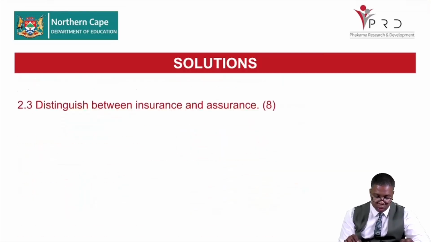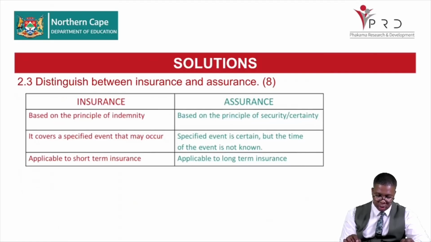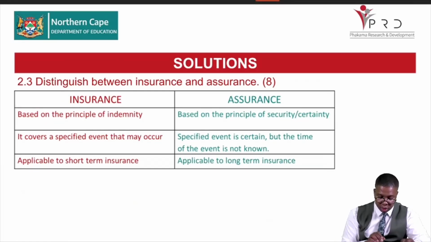And then as we move on, we look into distinguishing between insurance and assurance. When you look into the differences there, insurance is based on the principle of indemnity, whereas assurance is based on the principle of security or certainty. That's how you start. Then insurance covers a specified event that may occur, but with assurance the event is certain, but the time of the event is not.